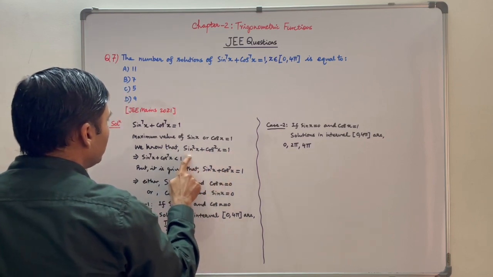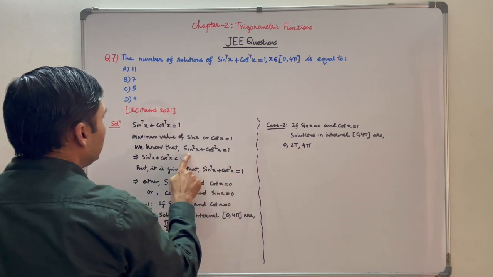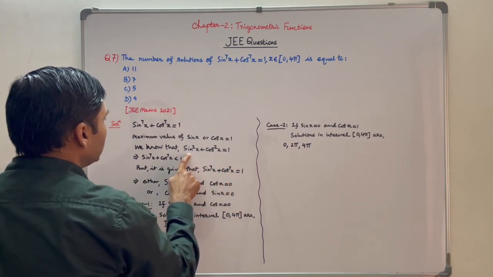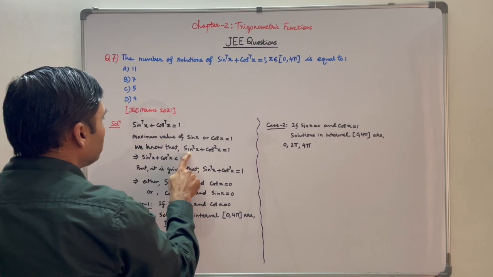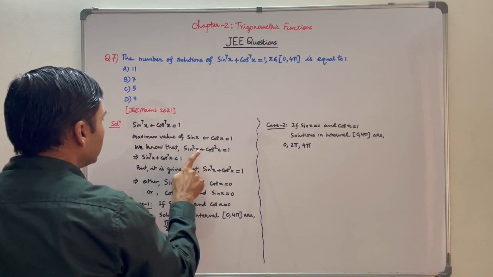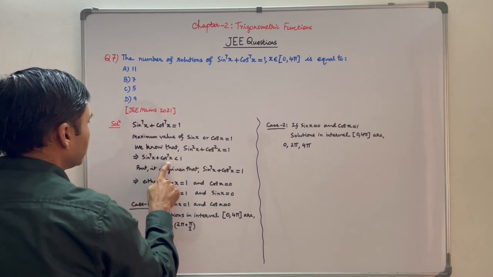If it is sin cube x plus cos cube x, it will be less than 1. For example, let's say sin x is equal to 1 by 2. So sin square x is equal to 1 by 4 and sin cube x is equal to 1 by 8. That means when power is increasing, its value is decreasing. So applying the same logic, we can say that sin to power 7 x plus cos to power 7 x will be less than 1.